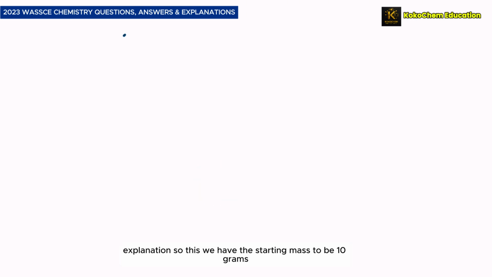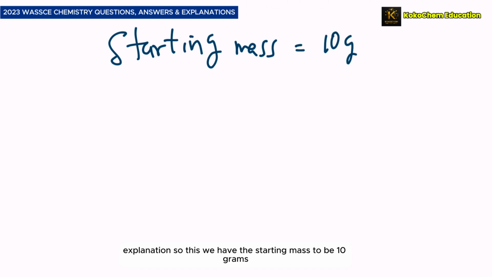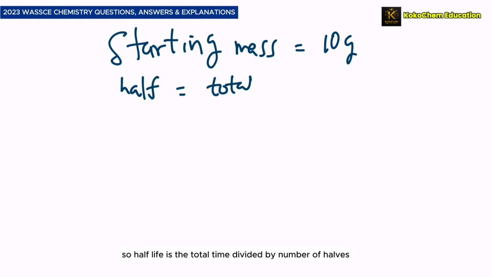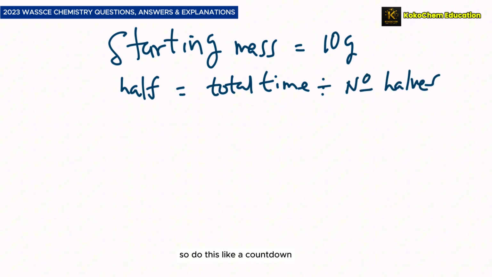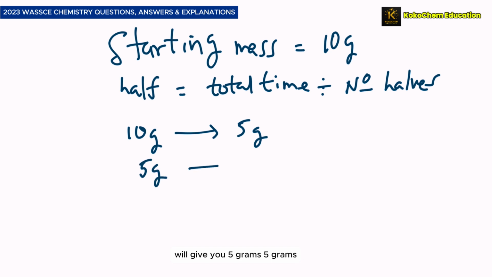Explanation. So we have the starting mass to be 10 grams. Half-life is the total time divided by the number of half-lives. So do this like a countdown, okay? The countdown from 10 grams: the first half-life, you divide 10 grams by 2, which gives you 5 grams. The second half-life will be 2.5 grams.